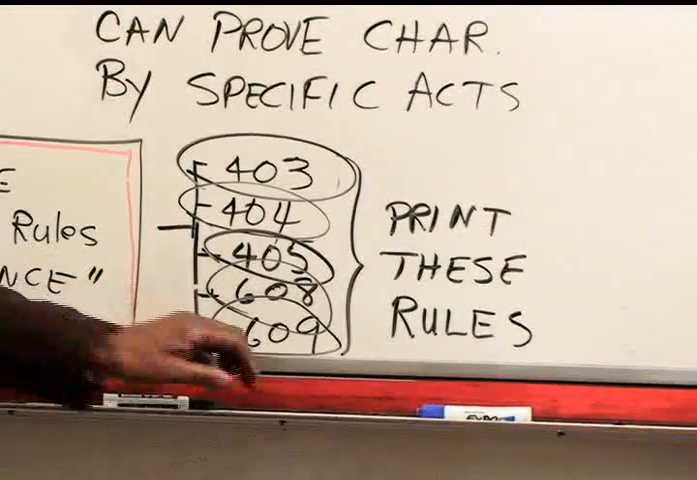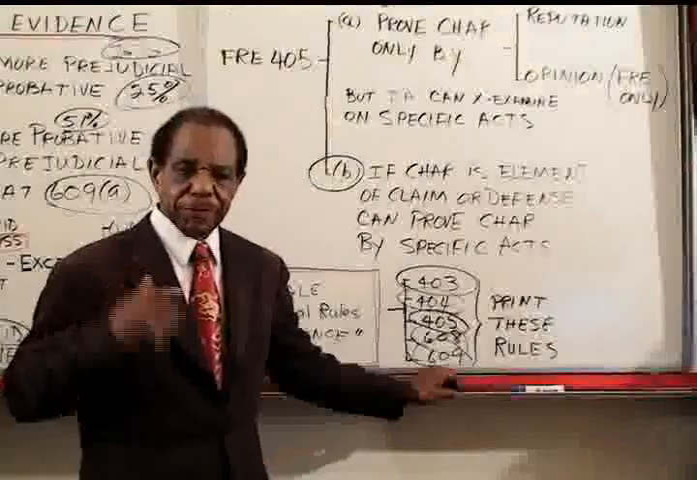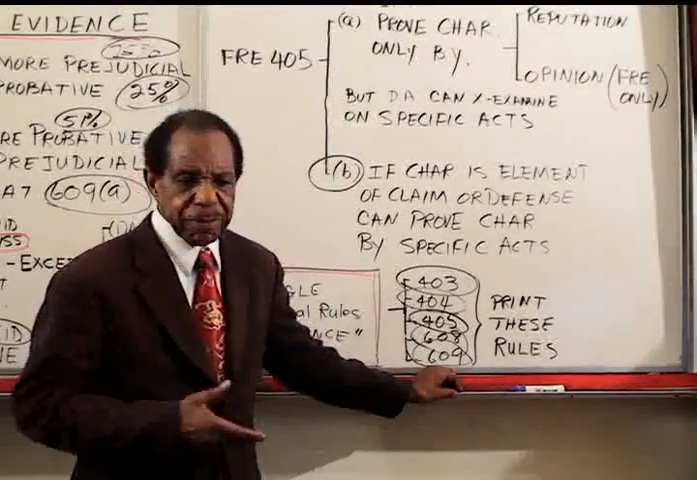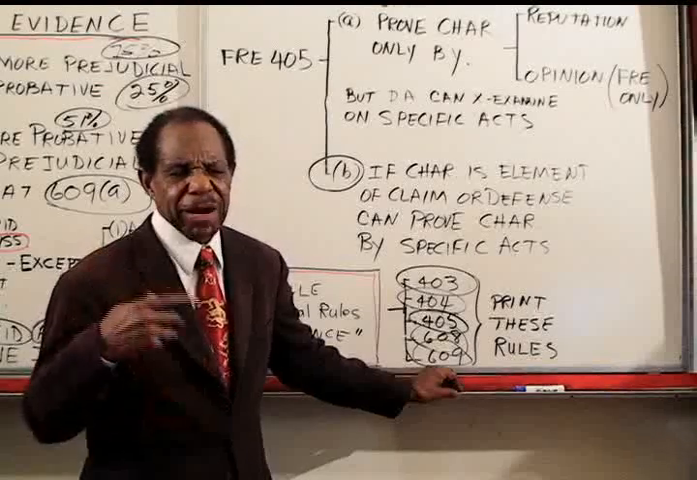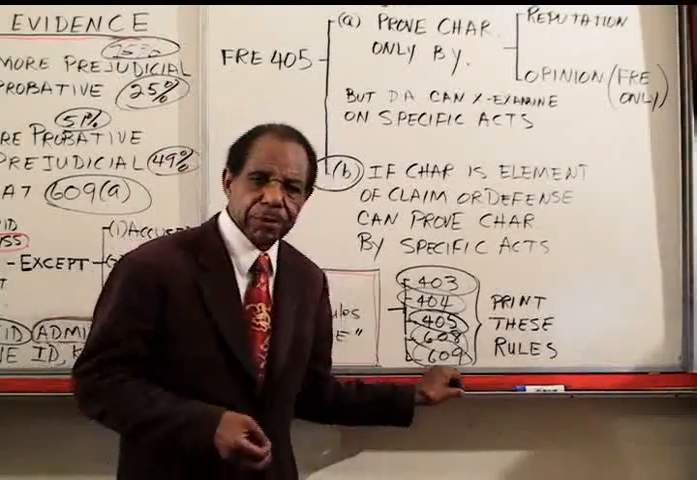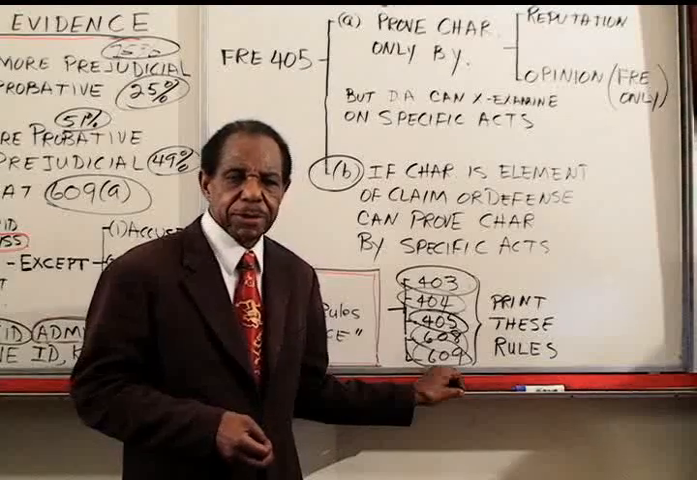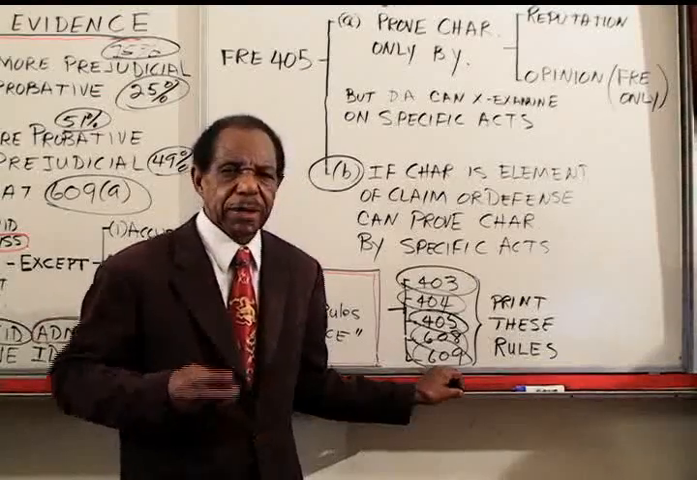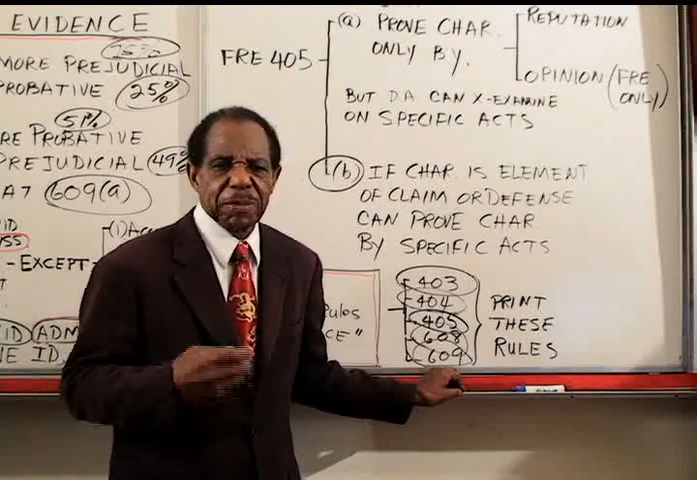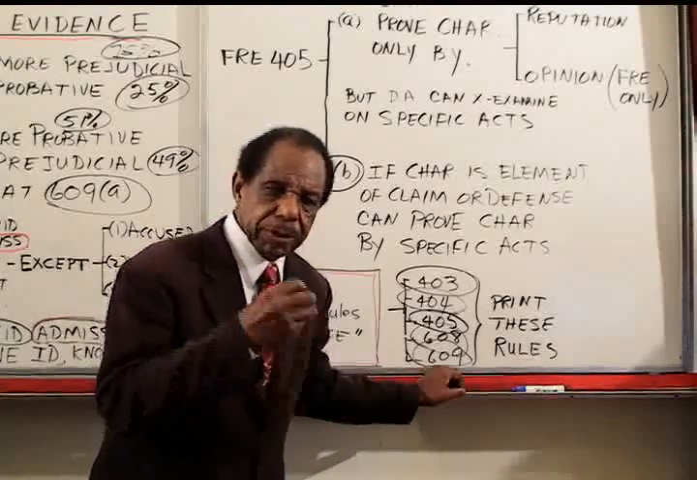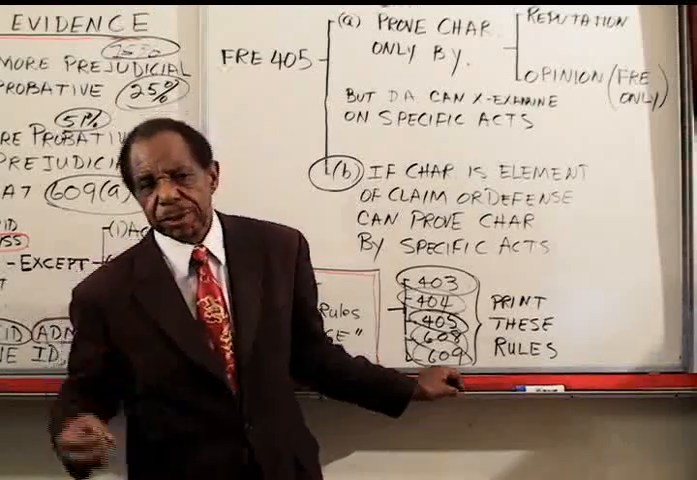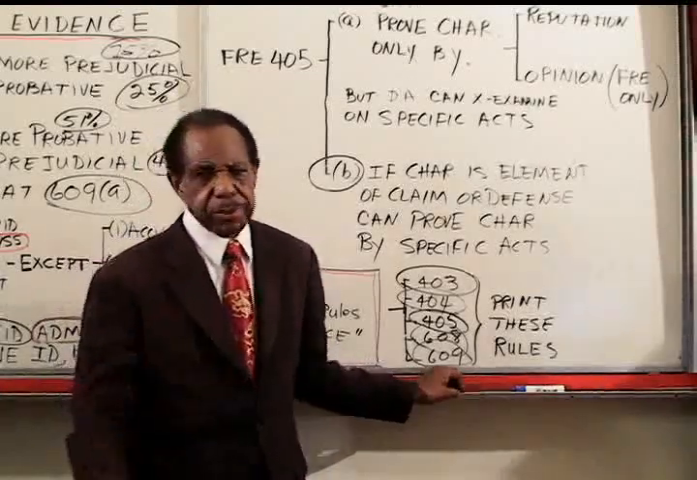And 609 deals with the cases where there's been a conviction, and if it's a felony, felonies come in, but they have to meet these requirements. If it's a felony of a witness who is not the accused, 403 limits it. If it is the past felony of the accused, then the evidence must be more probative of the accused's dishonesty than it is prejudicial to the accused.